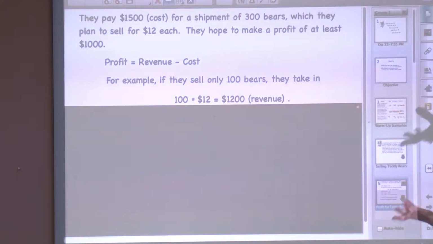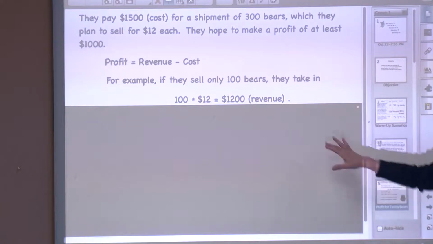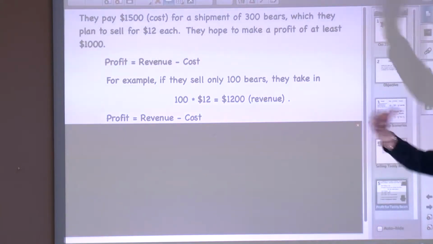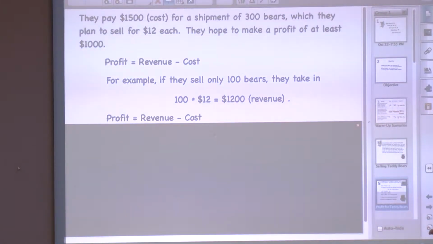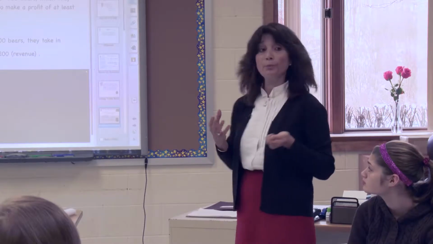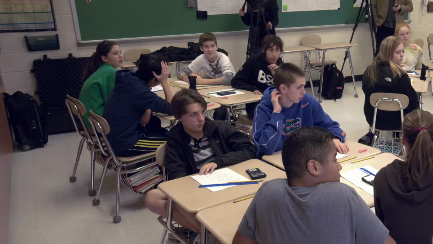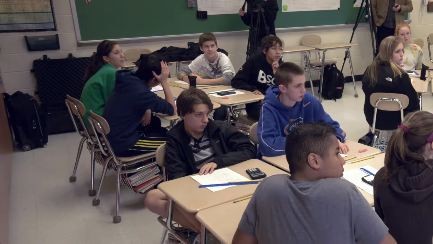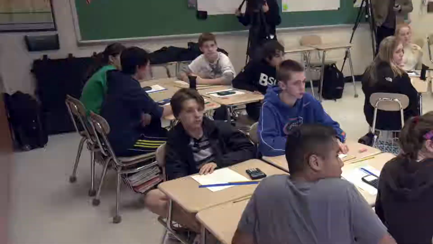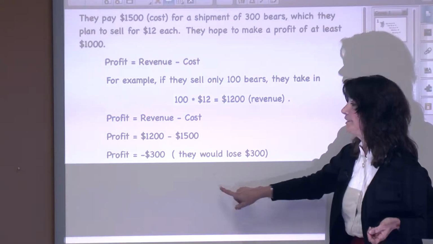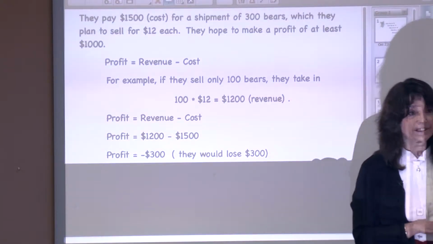Now what we're going to figure out is what profit is. Profit is the revenue, the money you take in, minus the cost. So can you figure out what was the cost? How much did they put up front? Renata? $1,500. Okay, and so in this example, if they sold 100 beers, how much profit would they make? Will it actually go negative 300? Beautiful, it would go negative 300 because this is the money that I'm taking in minus the 1,500, and I get negative 300. Does everyone understand that?